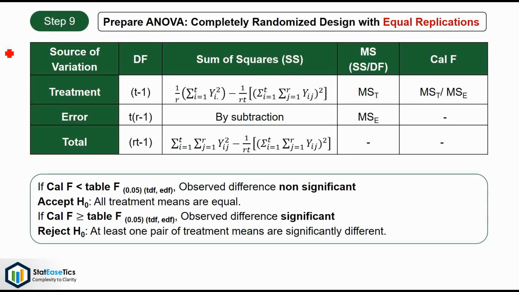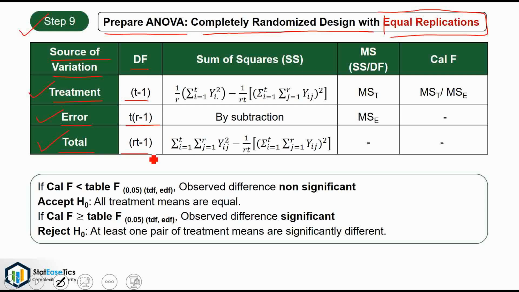Now let's see the next step, that is step 9, which is prepare ANOVA for completely randomized design with equal replications. The ANOVA consists of source of variation with treatment, error and total. The degree of freedom for treatment is t minus 1, for error it is t into (r minus 1), and for total it is rt minus 1.